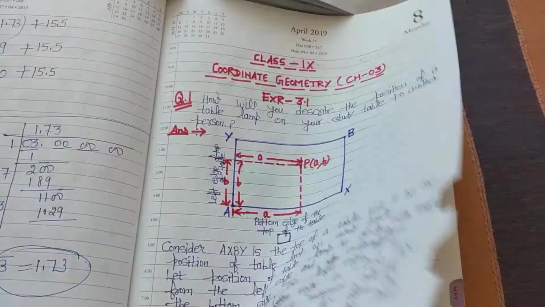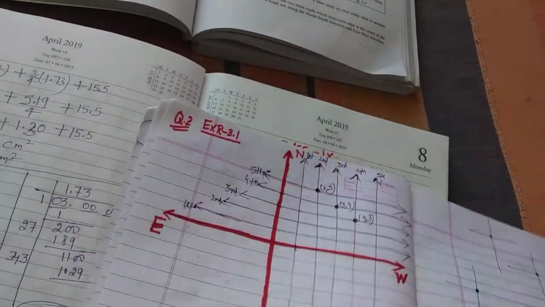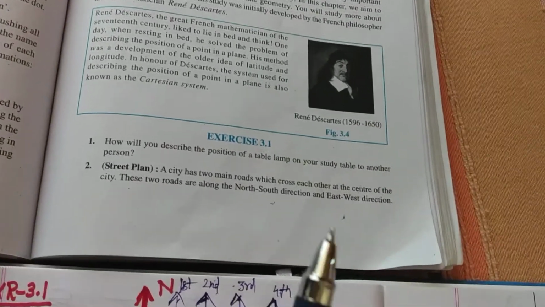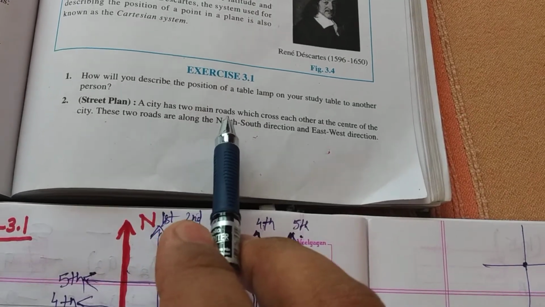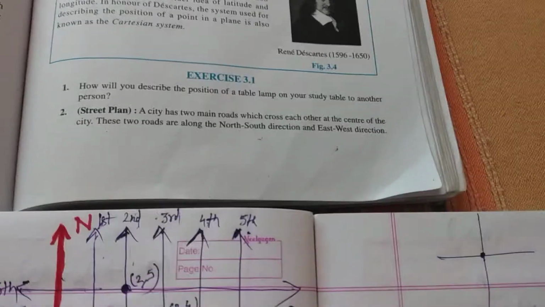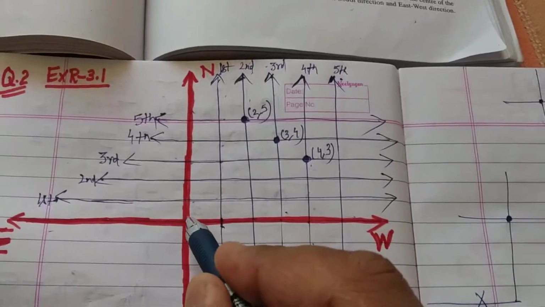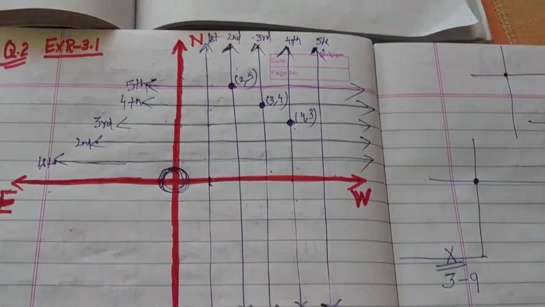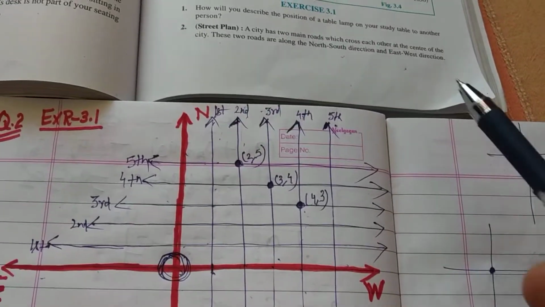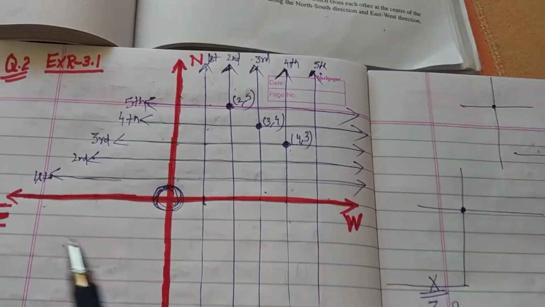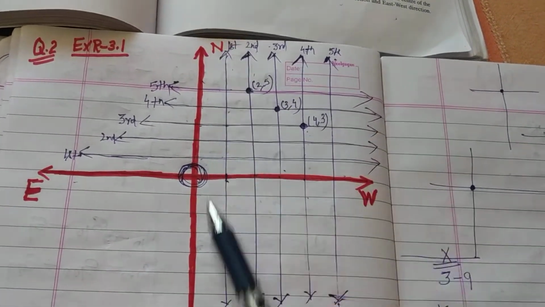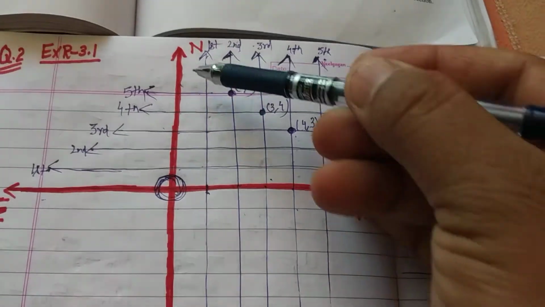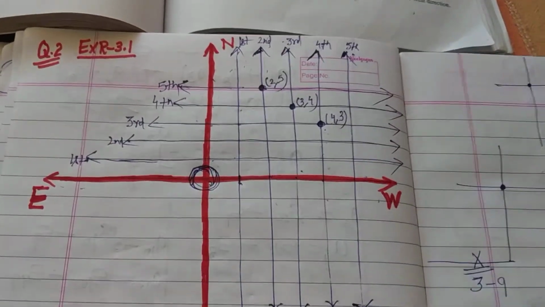Now question number 2 is an activity based question. So let's start this question. Question number 2 is a street plan. A city has two main roads which cross each other at the center of the city. So let us suppose this is the center of the city, and there are two main roads. They cross each other at the center of the city. These red color lines are the two main roads. One is along the north-south direction and one is along the east-west direction.